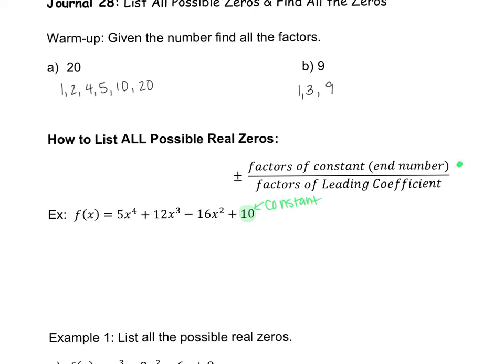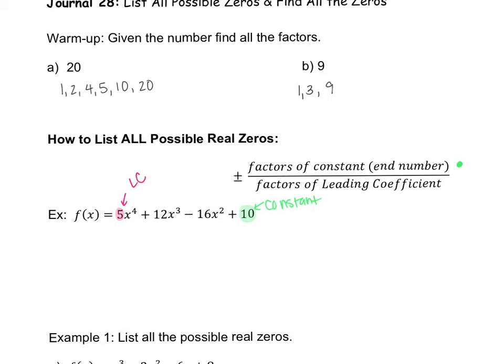Let me label that. We always take our constant, the n number, and then we take our leading coefficient. In this case, 5 is our leading coefficient. I'll just call it LC. You take your constant, find all the factors of your constant, and list them out. Then you find all the factors of your leading coefficient, and that's going to be in the denominator. And then there should always be a plus and minus in front. This will allow you to make a list to help you find all the real possible zeros for this polynomial. And I'll show you why that's important.